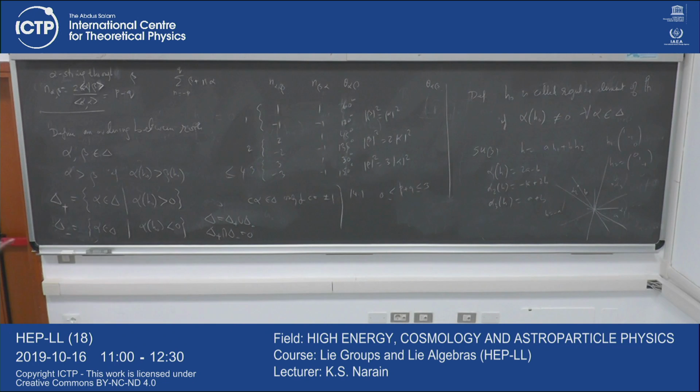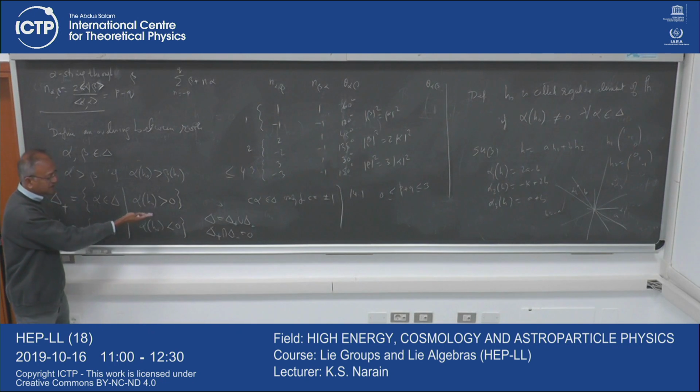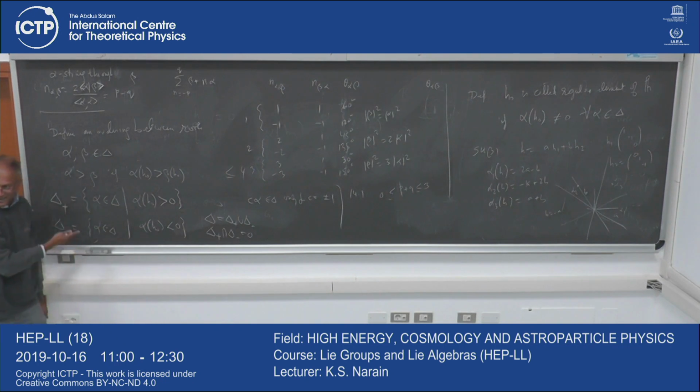Whereas if you had chosen a non-regular element, you see that some alpha will be 0, so you cannot put it in either of these sets. So this is the reason for the choice of a regular element.